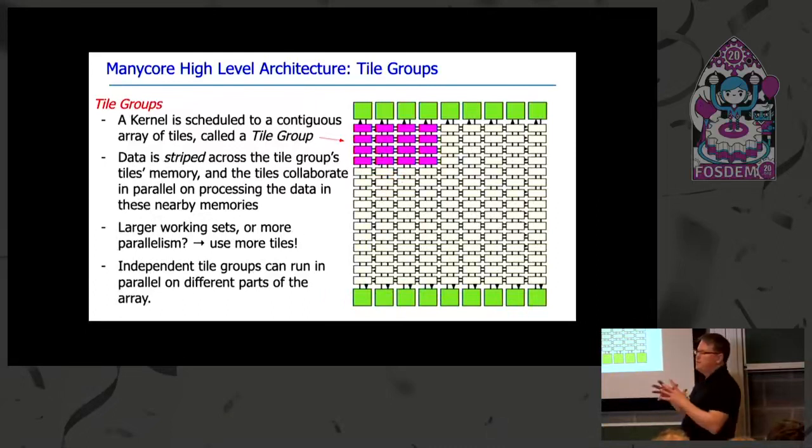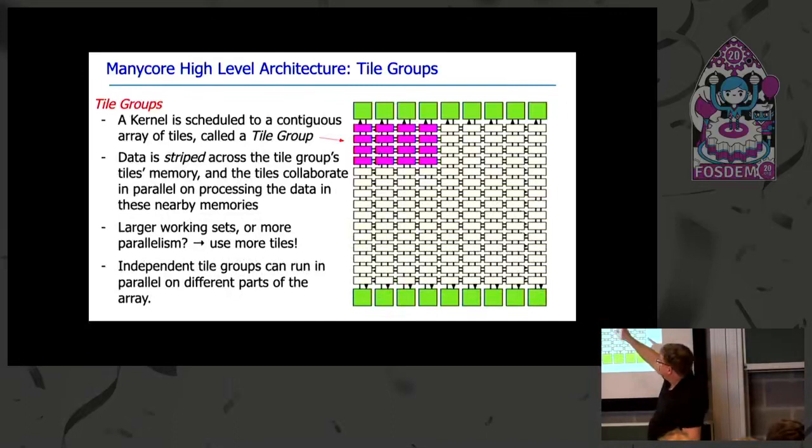So this is a way for you to manage not only how much parallelism you have by having more or fewer cores, but also how much working memory you have. If you have a big working set, then you can use a larger group of cores in order to increase the amount of local memory that you have. And of course, because those cores are located near each other, the latency is very low to access the data. Whereas if you go off chip, the latency would be higher.